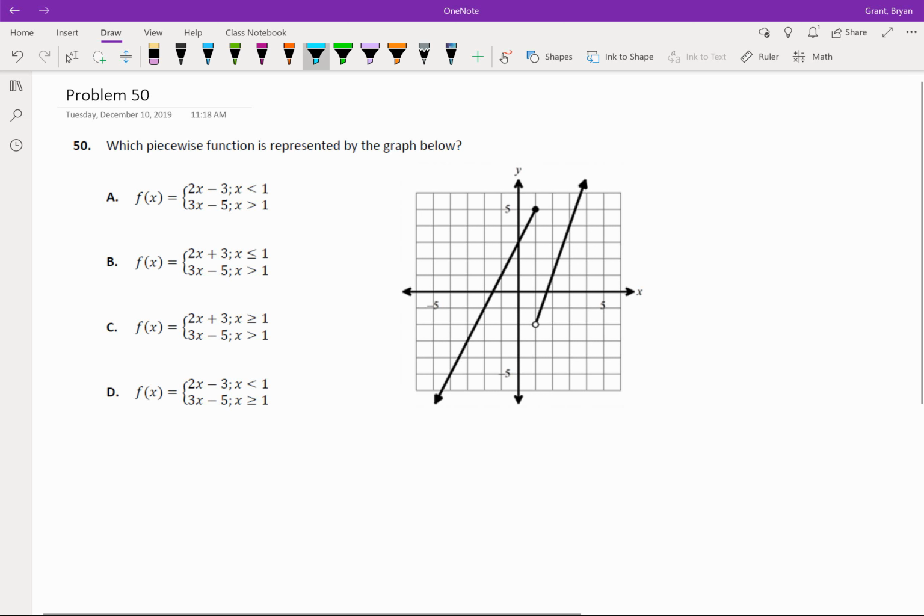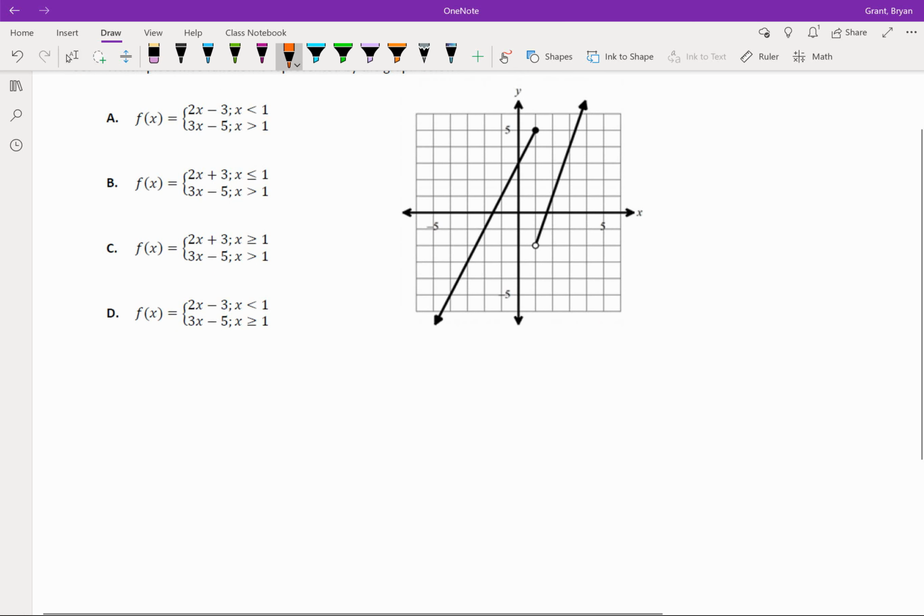Now, one thing students often get confused by is the difference between a piecewise function versus a system of inequalities. I'm just going to show you a quick example, and this is a side note for this problem, so if you know the difference you can skip ahead, but it's probably worthwhile looking at.